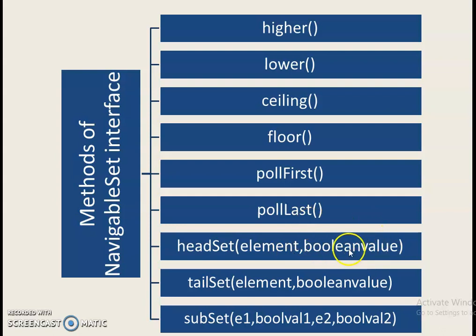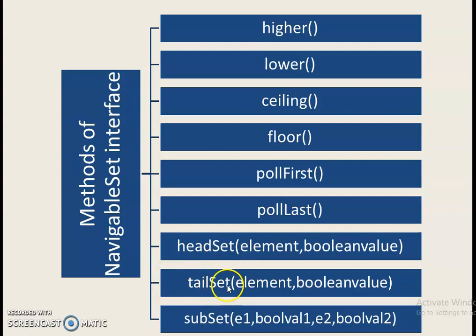So this boolean value specifies whether to include the specified element or not. By default this boolean value is false, right? So if we don't provide the second parameter to it, it will not include the specified element, right?